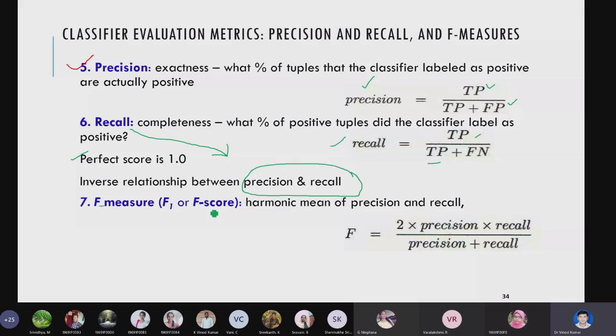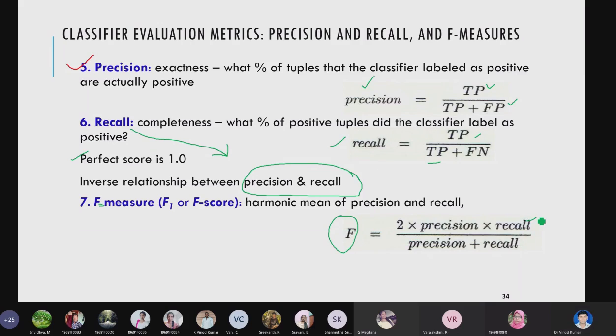Sometimes we write it as F1, and sometimes we call it the F measure or F score. It is nothing but the harmonic mean of precision and recall. Both precision and recall are combined in one formula: F equals 2 multiplied by precision multiplied by recall, divided by precision plus recall. In this way we calculate the F measure.